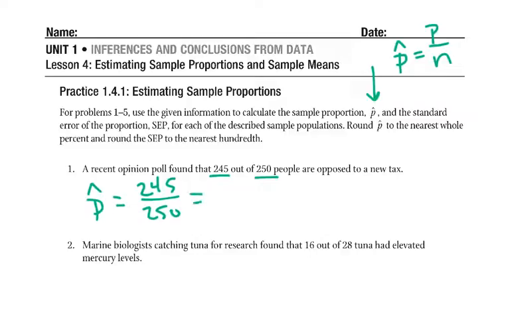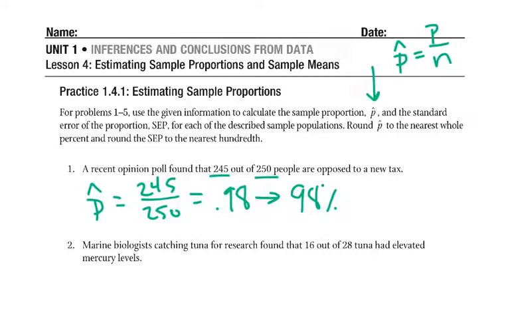And then we type that in a calculator and find what the decimal would be. So I type that in, and we end up with 0.98, which we like to do as percents. So we say 98% of the people are opposed to the new tax.